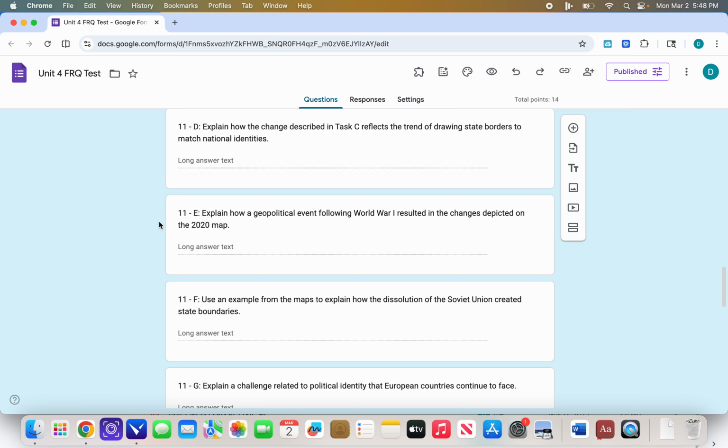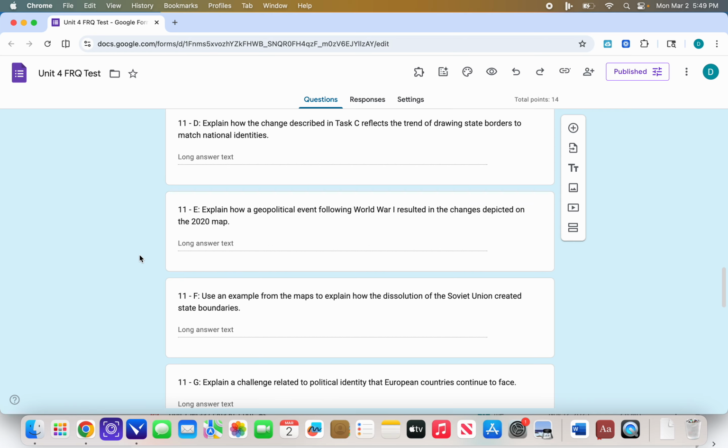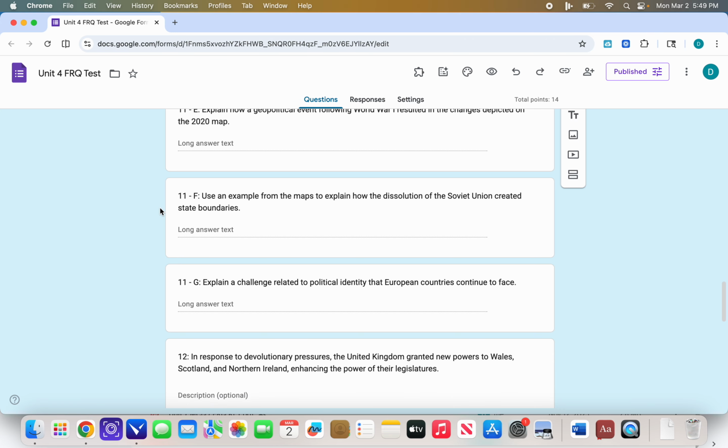E, explain, so again, characteristics and a because statement, how a geopolitical event following World War I resulted in the changes depicted on the 2020 map. So you can't say World War I because it's following. So it could be the Treaty of Versailles that ended the war. It could be World War II. It could be the Cold War and the fall of the Soviet Union around 1991. Any of those things, just explain relevant characteristics and a because statement, how that resulted.